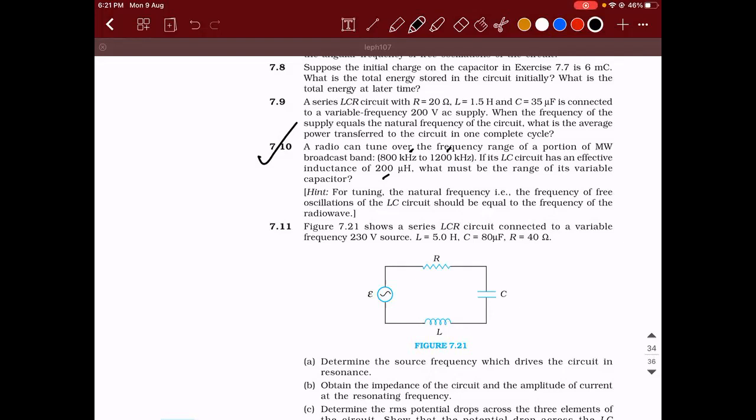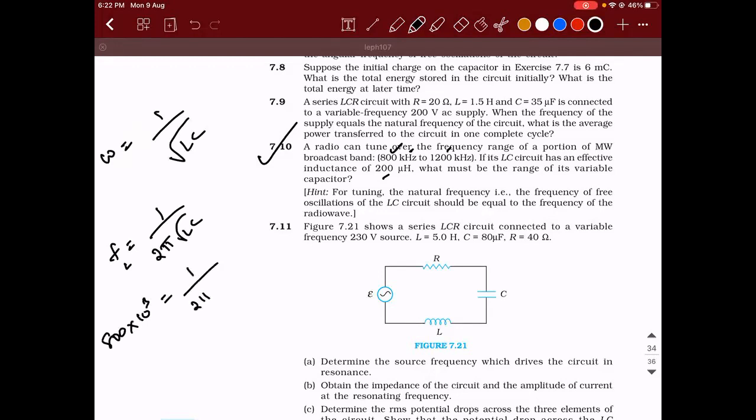It's very simple. So omega is equal to 1 by root LC. Omega is nothing but, I can write, f is equal to 1 by 2 pi root LC. So f lowest is 800 kilohertz. So when I write 800 into 10 power 3 is equal to 1 by 2 pi into square root of L, what is the value of L, guys? L is fixed, 200 into 10 power minus 6, into C, which will be maximum.